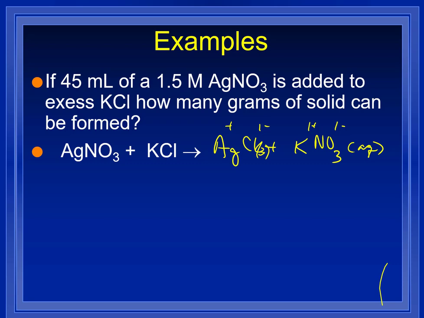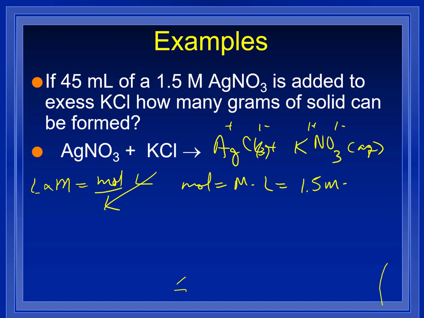Solid, S. So now I can take my molarity, and I know that's moles over liters, but I need to change that into moles. So I need to multiply both sides by liters. So I get moles equals molarity times liters, which is 1.5 molar times 0.045 liters. Because I got to move it over 3 times.